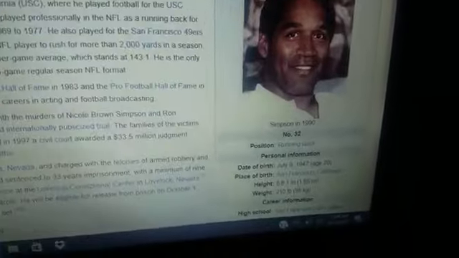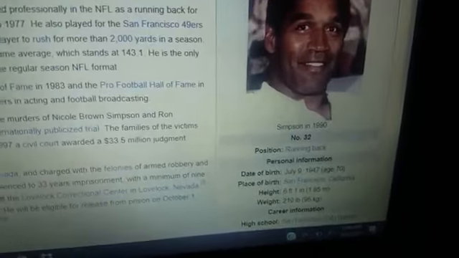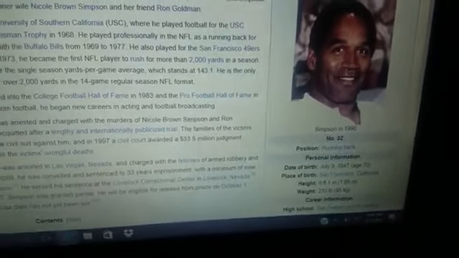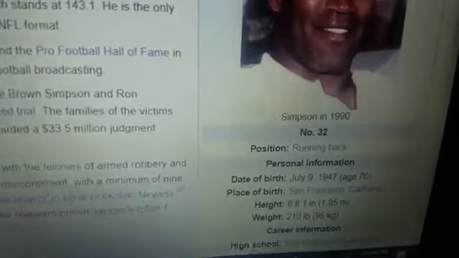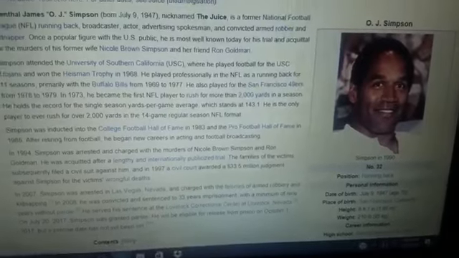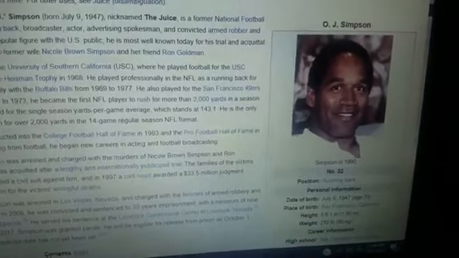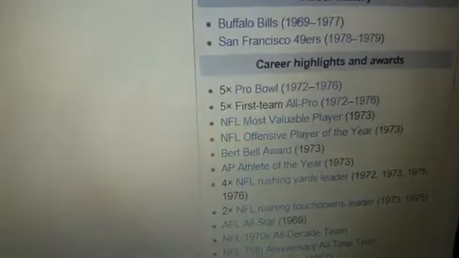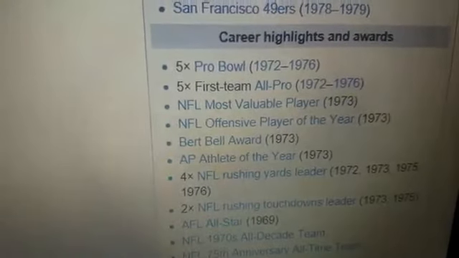O.J. Simpson was born in Frisco and drafted to the Buffalo Bills. Bills is 5 letters, and he wore number 32, which is 5, for the Bills. Very deep connection with San Francisco and the number 5. Also, O.J. Simpson was a 5-time Pro Bowler.